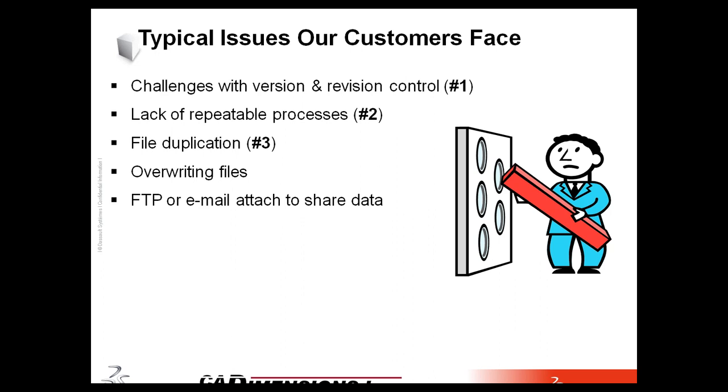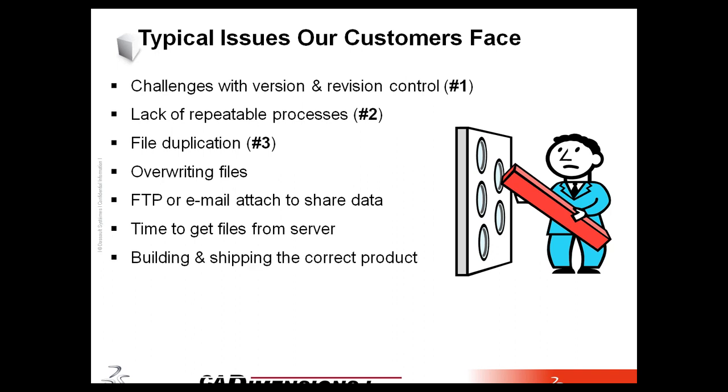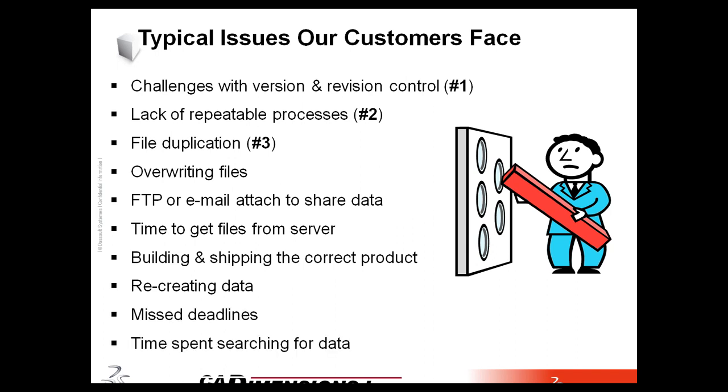Using other disconnected processes for sharing data like FTP servers and email attachments, again, it becomes very hard to control your data. Another big factor, which is kind of a hidden cost, is the time that it takes to get files from your file server. Enterprise PDM can really speed that up. Another would be building and shipping correct products, recreation of data, missing deadlines, and just the time spent searching for data.